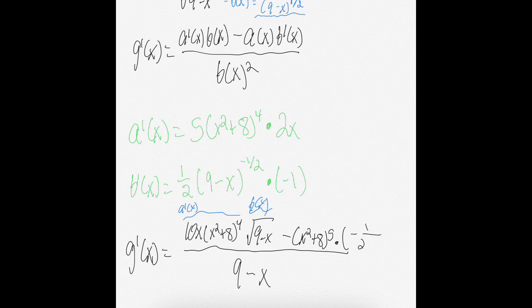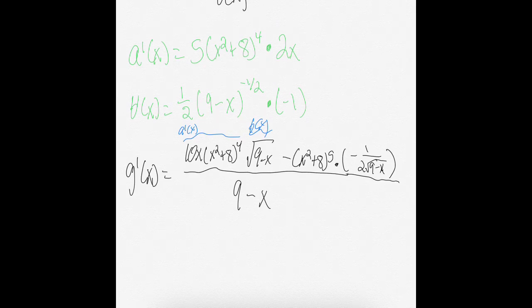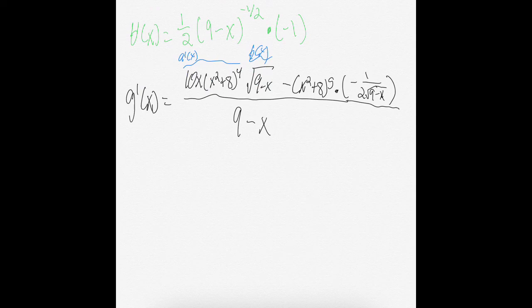And now I'm going to multiply by b prime of x, so that's going to be negative 1 over 2 root 9 minus x. Again, just a little bit of fanciness with the exponents there. If you want to pause this and take a second to do that. But the negative 1/2 in the exponent just means put a square root in the denominator.